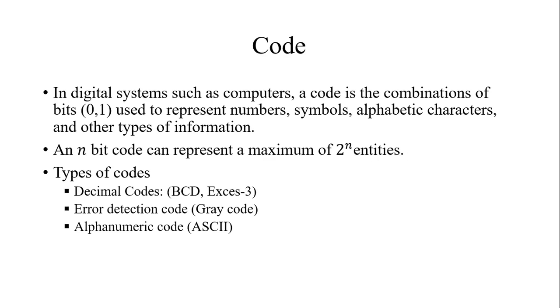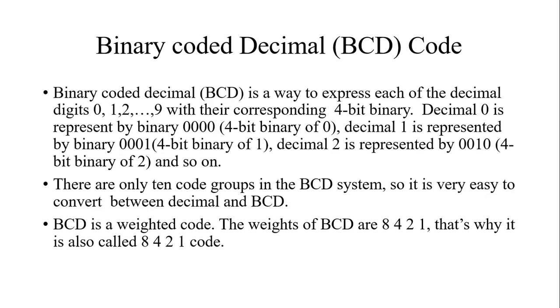Types of codes. We have decimal codes. The decimal codes include BCD, binary coded decimal. This is a 4-bit code. XS3 code. This is another 4-bit code. Error detection codes, gray code, and alphanumeric code, ASCII code. First, binary coded decimal, BCD code.